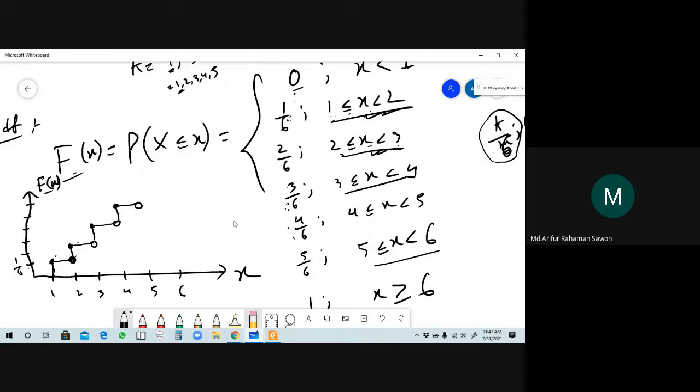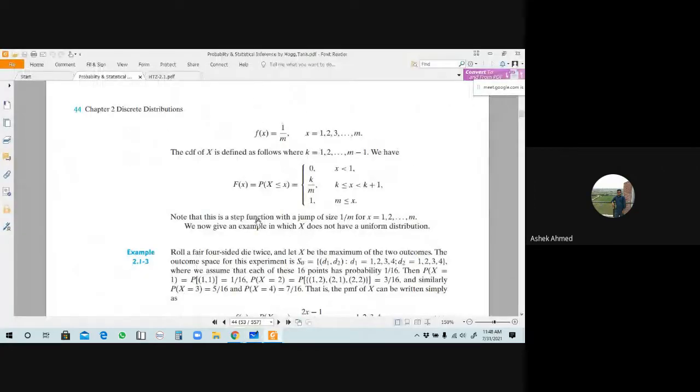Yes, sir. Okay, so in general we can say that if the total number of outcomes is m, then this will be called a step function with a jump of size 1 by m. If m is 6, then that will be 1 by 6 for x equals 1 up to m here. Understand?